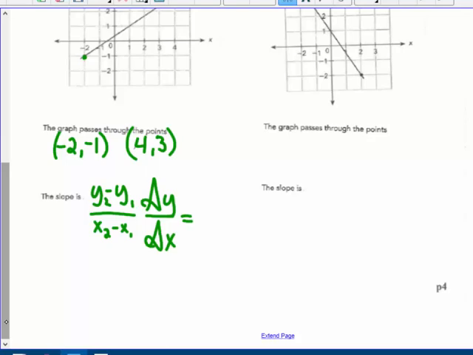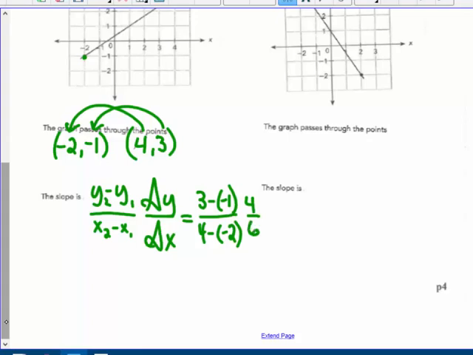So I could start and say 3 minus -1. So I'm using the formula here. I'm not looking at the graph. And 4 minus -2, be careful, 4 minus -2, we know that that's really 3 plus 1, which is 4, and 4 plus 2, which is 6. Well, we could simplify that to 2 over 3.